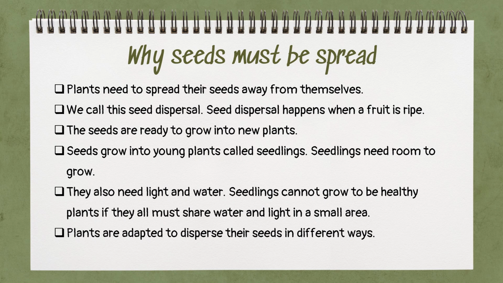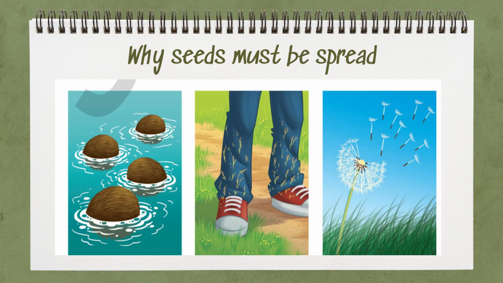Seedlings need room to grow. They also need light and water. Seedlings cannot grow to be healthy plants if they all must share water and light in a small area. Plants are adapted to disperse their seeds in different ways.